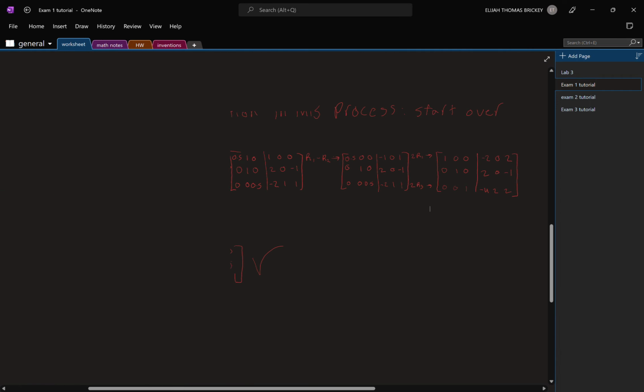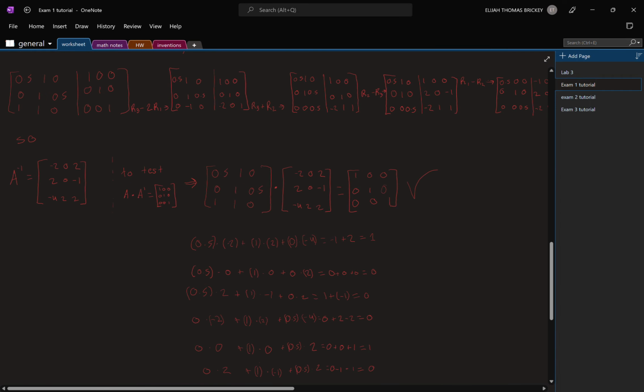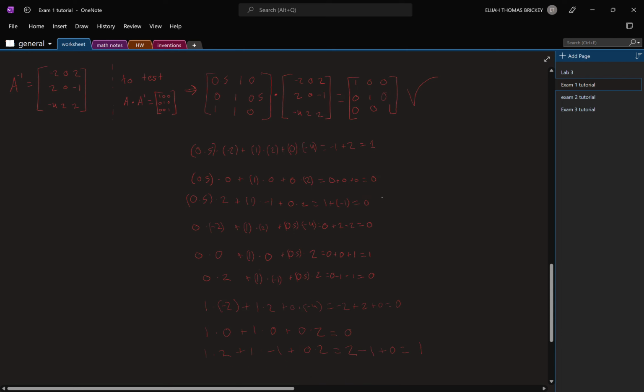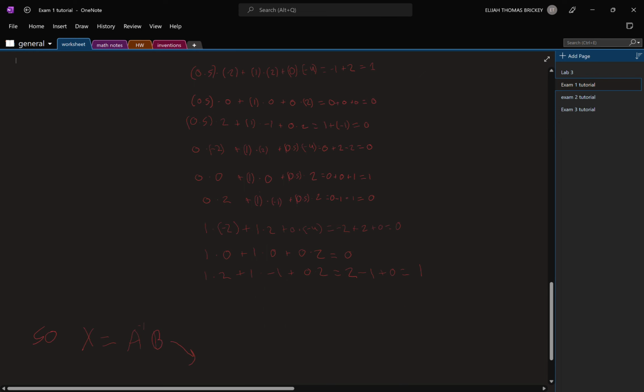After that, just to make sure I did it right, this should be the inverse, but just to test, I did A times the inverse should equal the identity matrix, and every single one I tested, every single number, ended up all being correct. 1 0 0 0 1 0 0 0 1.